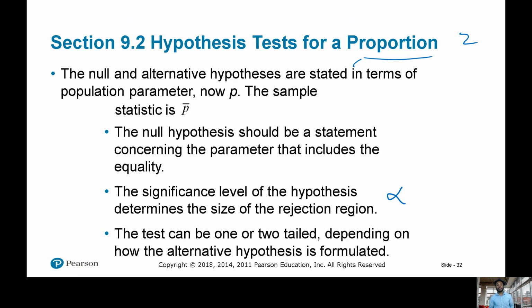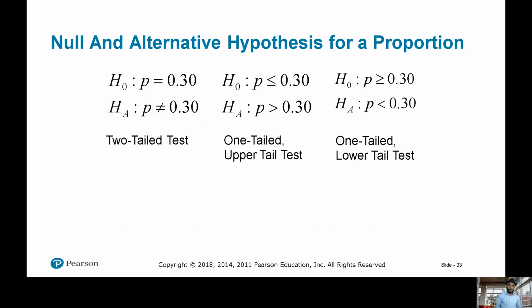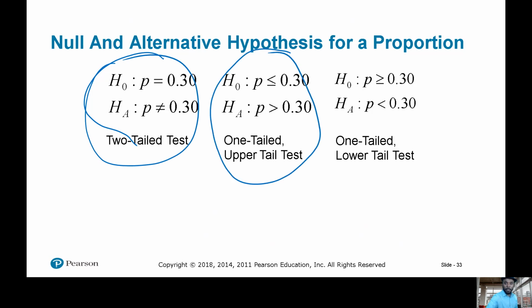The test can be right-tailed, left-tailed, or two-tailed, depending on how the alternative hypothesis is formulated. So here are some examples. If we have our hypothesis this way, we know this is going to be a two-tailed test. This is a right-tailed test, and this is a left-tailed test. And you can see this is stated in terms of the population proportion, so p.